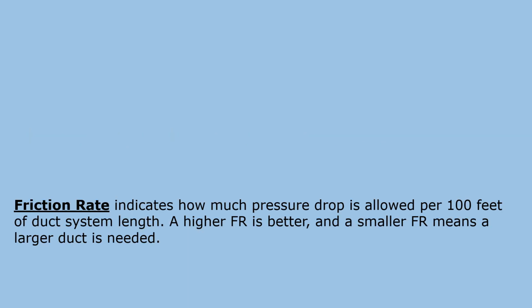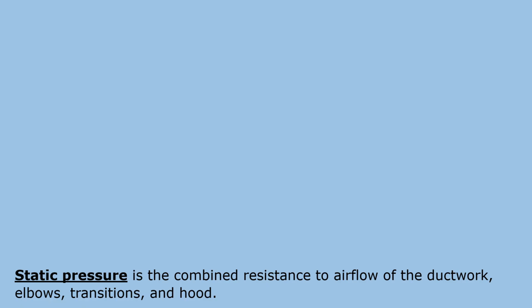Friction rate indicates how much pressure drop is allowed per 100 feet of duct system length. A higher friction rate is better, and a smaller friction rate means a larger duct is needed. Static pressure is the combined resistance to airflow of the ductwork, elbows, transitions, and hood.